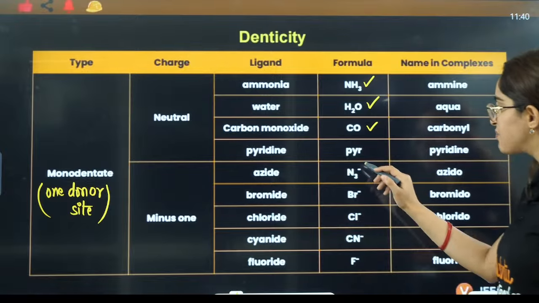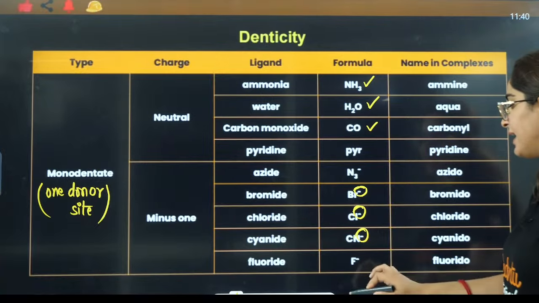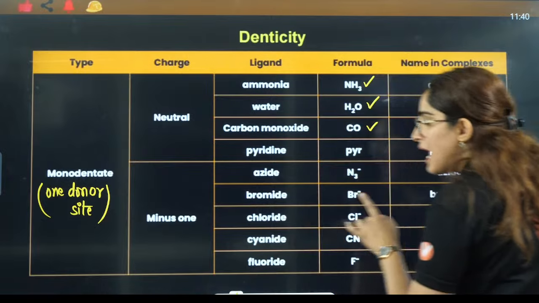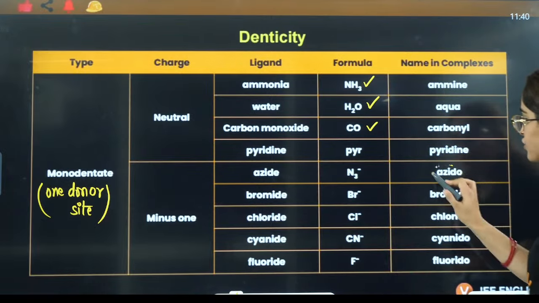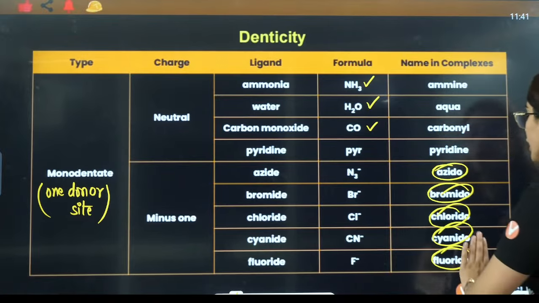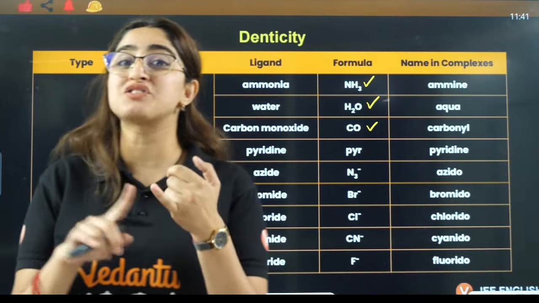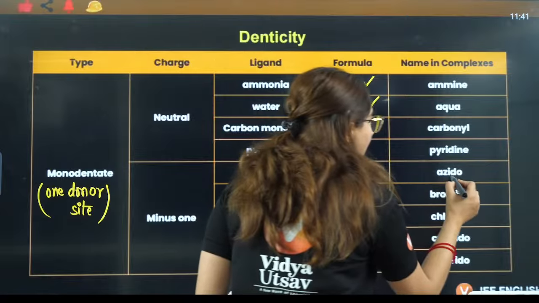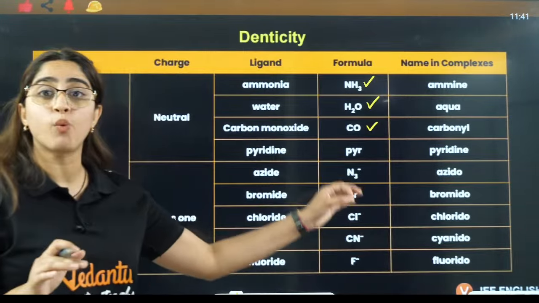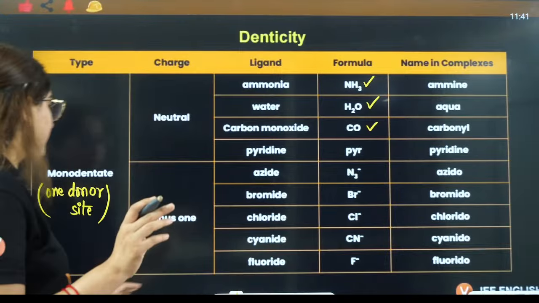Rarely you will see ones with minus 1 charge. Bromine, chlorine, cyanide and fluorine have minus 1 charge. The names are azido, bromido, chlorido, cyanido, fluorido. You know why there is O at the end of all of these? Because negative ligands have ido or O at the end. That is why the names are azido, bromido, chlorido, fluorido, cyanido.